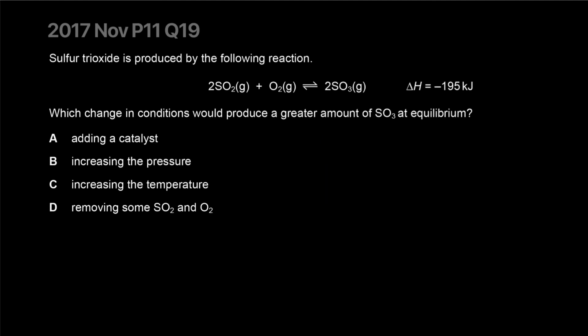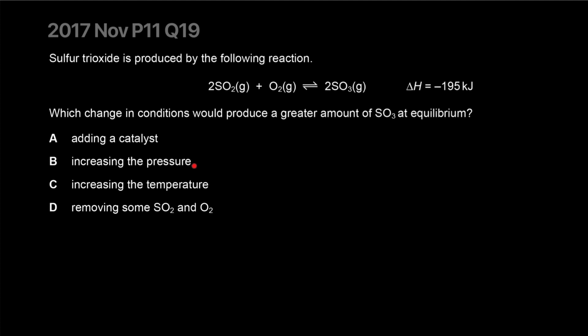An equilibrium question. Sulfur trioxide is produced by the following reaction. Which change in condition would produce the greatest amount of sulfur trioxide at equilibrium? This is an exothermic reaction, all gases, more moles on the left hand side. Let's see. Adding a catalyst will change the rate of reaction of the forward and the backward one, keeping the equilibrium balanced. So increasing pressure is a good choice.